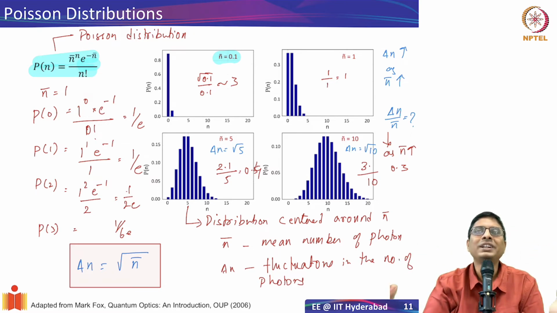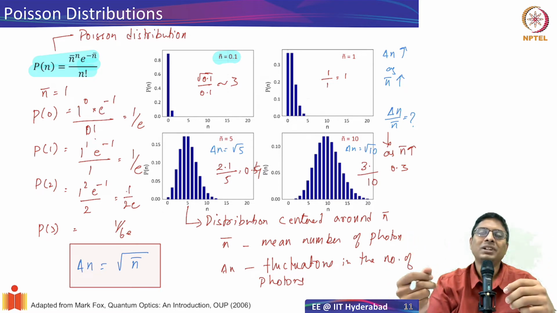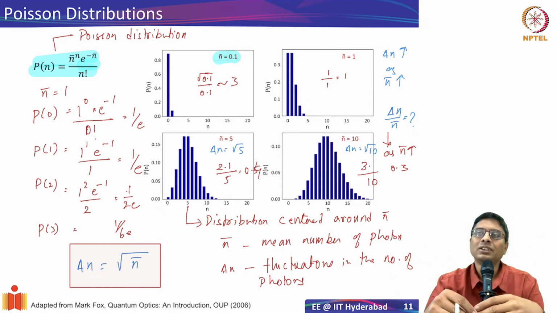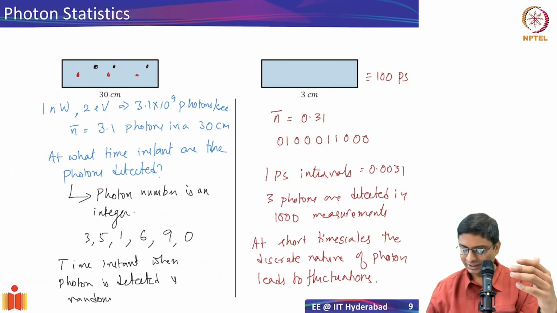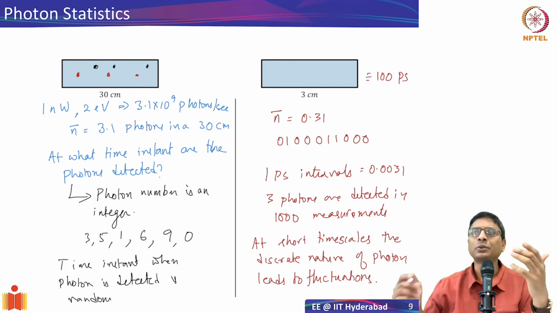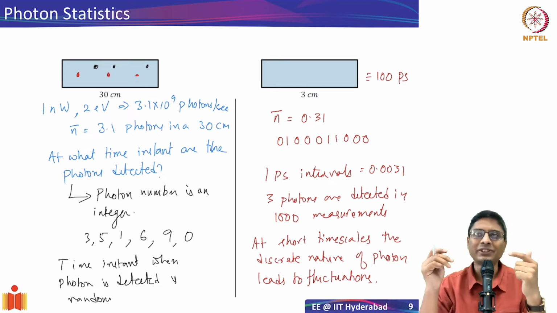I don't have to worry because the fluctuations are very, very small. But the moment I come down to, let's say, a 1 nanowatt beam, what was the case we took last class? If you take a 1 nanowatt beam and a 30 centimeter segment, we had 3 photons. Average number of photons is 3.